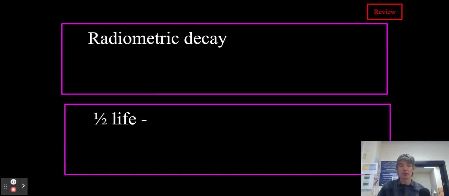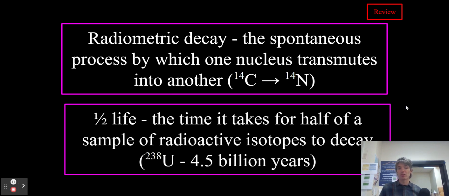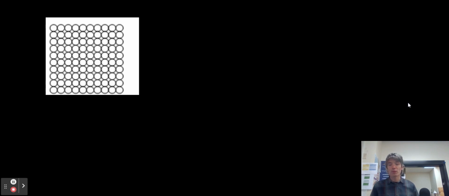Radiometric decay is the process for something like uranium turning into lead. It happens naturally. It's truly spontaneous. It just happens on its own. And half-life is the time it takes for half of any sample to undergo decay, right?